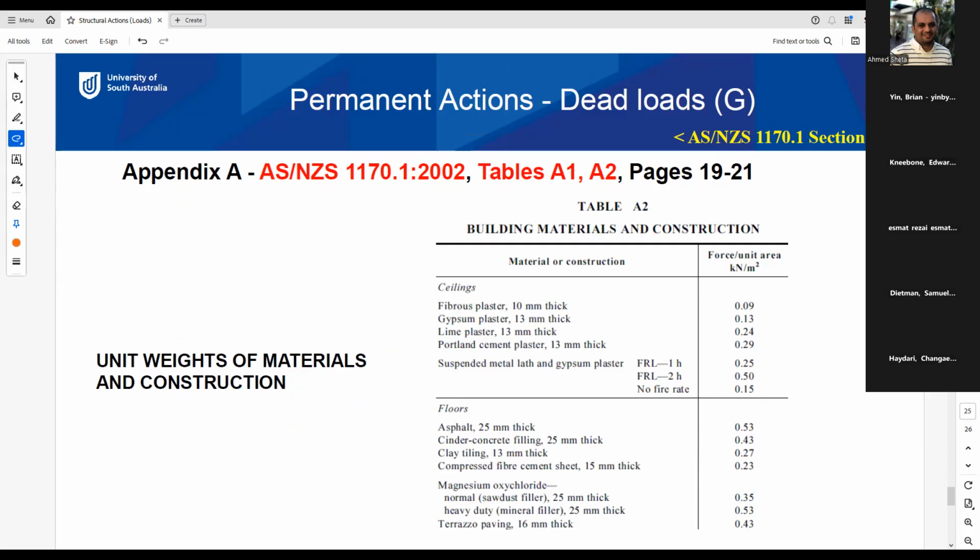And here is table A2. Again, unit weight of material and construction. But the difference here is that the first one is for unit weight, while this one is force per unit area, because it gives it to us for specific constructions.